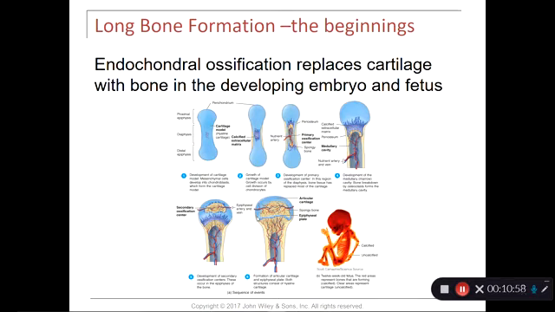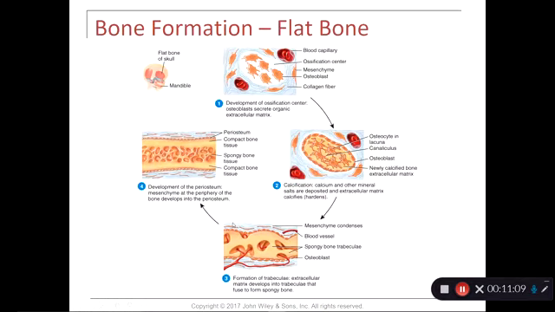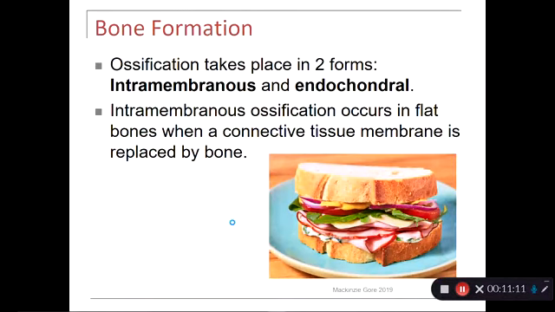So that's long bone formation. It's endochondral ossification, meaning that you get chondral, remember, means cartilage. So it's growing inside cartilage. It's ossifying inside cartilage. Flat bone is via intramembranous.